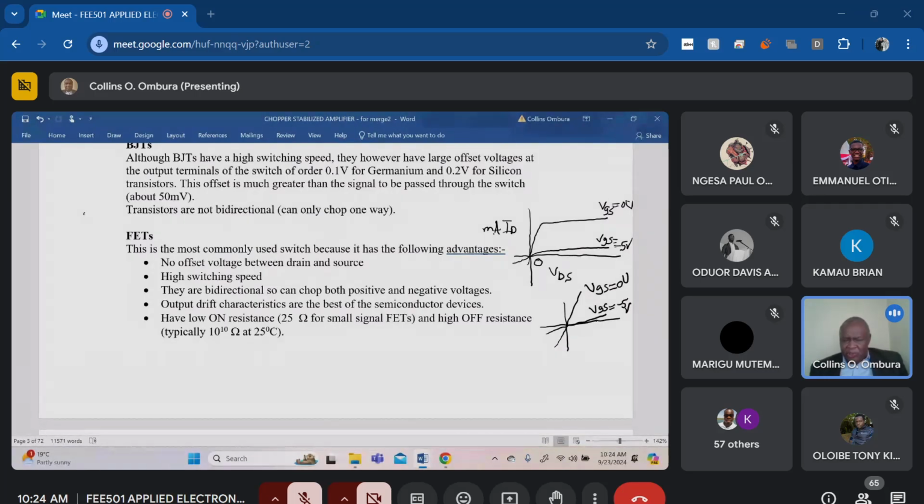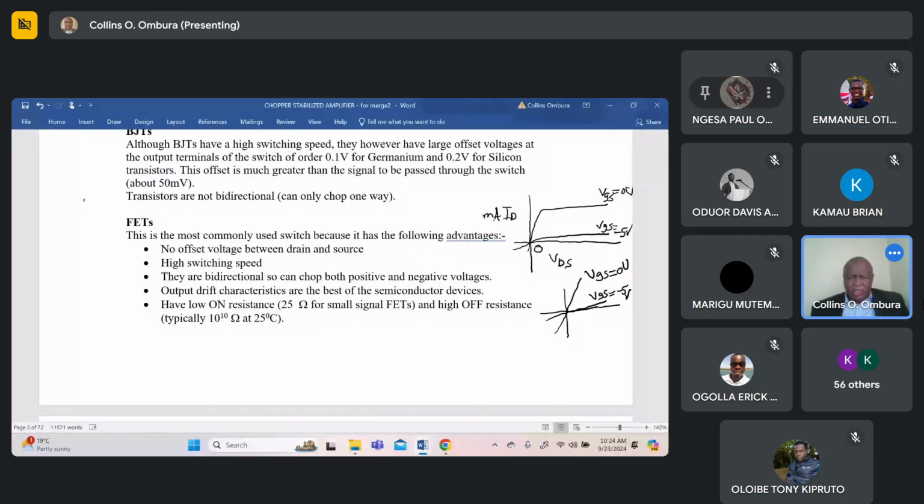And actually, there are special FETs manufactured just for choppers. If you go to Google and type data for chopper FET, you'll get manufacturers that make FETs specifically for use in choppers. I think in Google Classroom, I posted some data for this type of FET. So the on resistance for this type of FET is about 25 ohms when it's on. That's what we call RDS on, or resistance between drain and source when it's on.